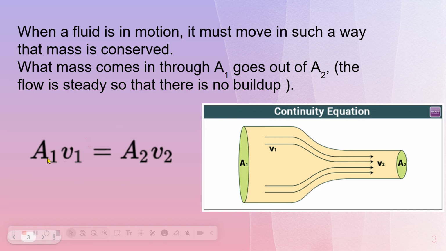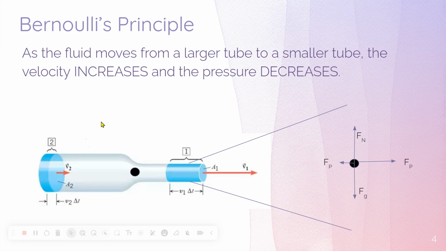And so if you change the area, you change the velocity. Okay, you're going to move slower through your bigger pipe and faster through your smaller pipe to get that same volume through in the same amount of time. So Bernoulli's principle. As the fluid moves from a larger tube to a smaller tube, the velocity is going to increase. And the pressure is actually decreasing when the water moves faster or any fluid moves faster.